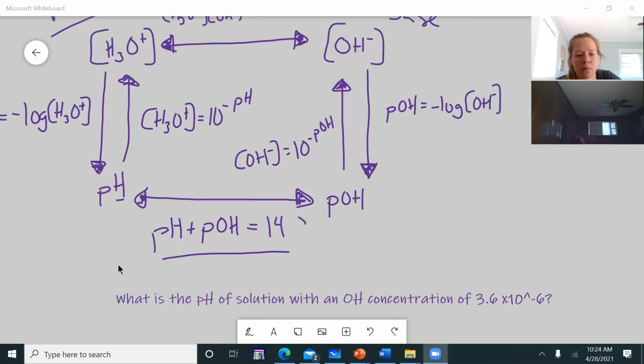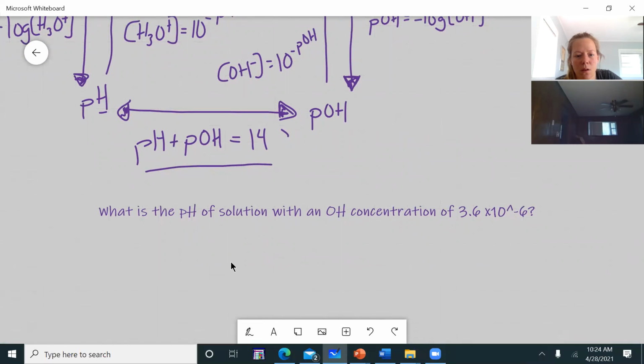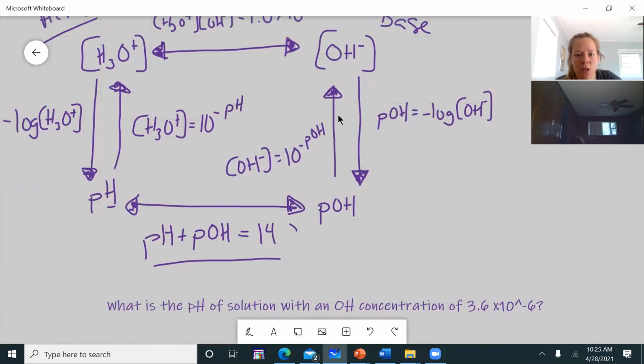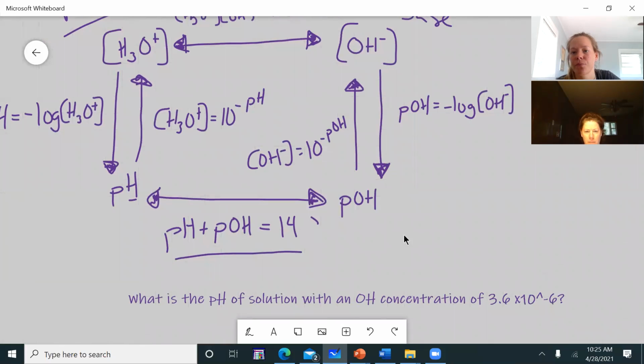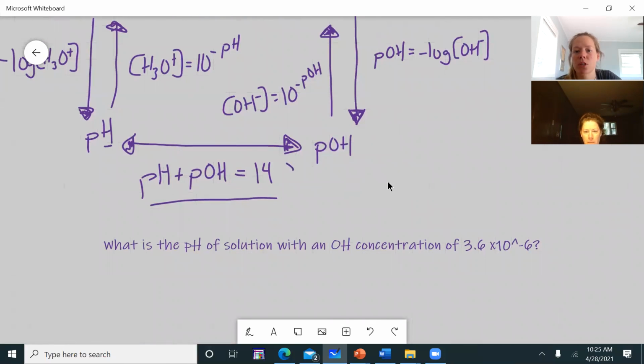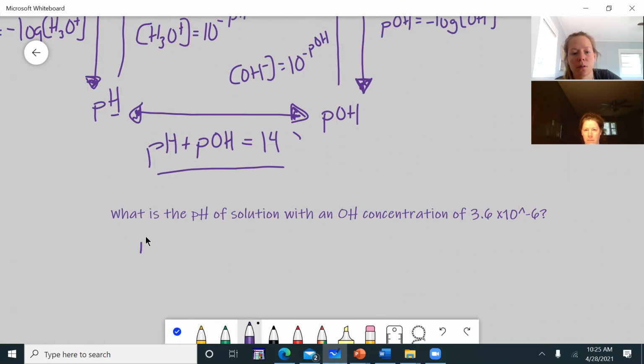So for this one, we know the OH concentration, which is this here in the upper right-hand corner, and we need to get to pH. So you could use the Kw constant to go from OH to H3O plus and then from there to pH, but I don't like using this equation if I don't have to because this one is so much faster. So I'm going to go this way. I'm first going to take my OH concentration and solve for pOH. And so pOH should equal the negative log of the OH concentration, which we have right here, which is 3.6 times 10 to the negative 6.